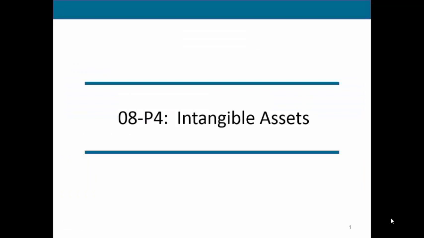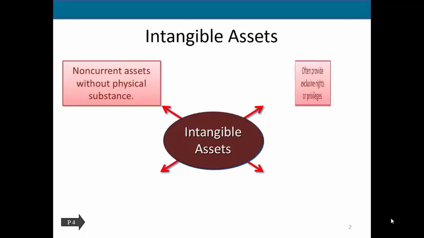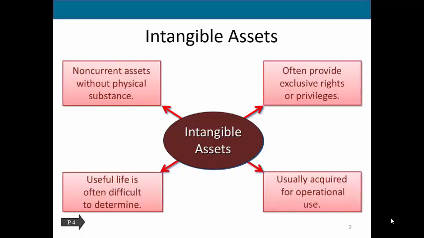Finally, we're going to touch briefly on intangible assets. I mentioned in the beginning of this chapter that an intangible asset is an asset that has value, but you don't touch the value of that asset like you can touch a building or a piece of machinery. An intangible asset is typically some type of asset that provides some type of right or privilege.